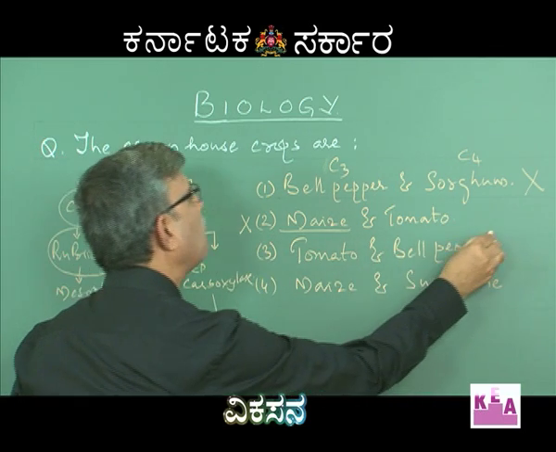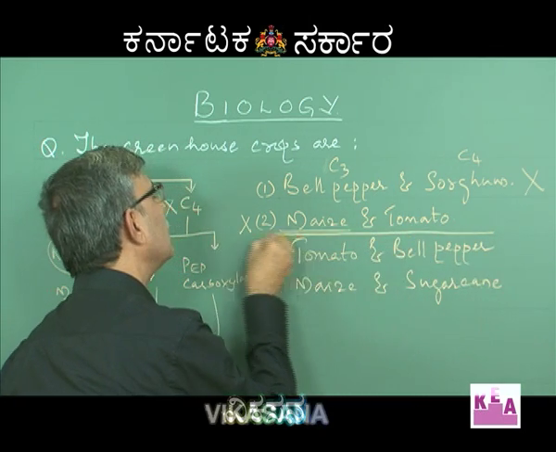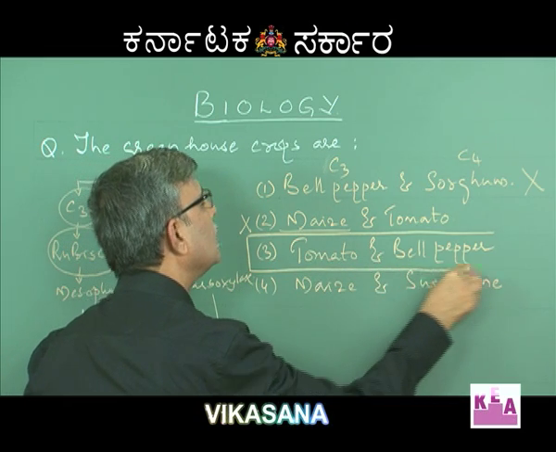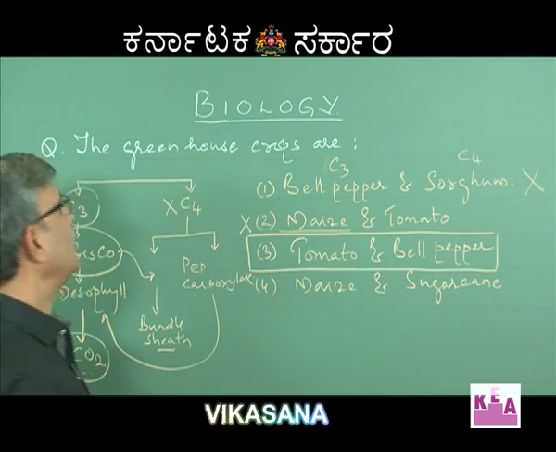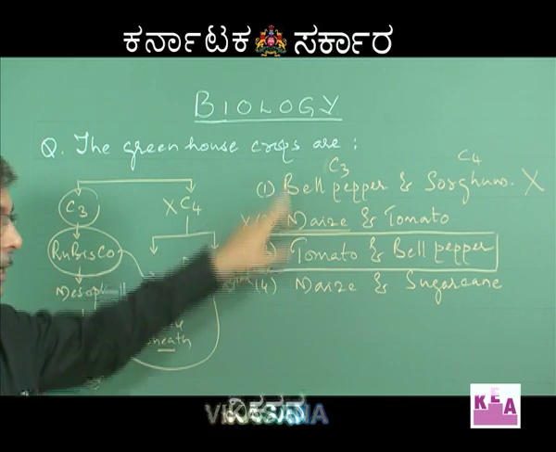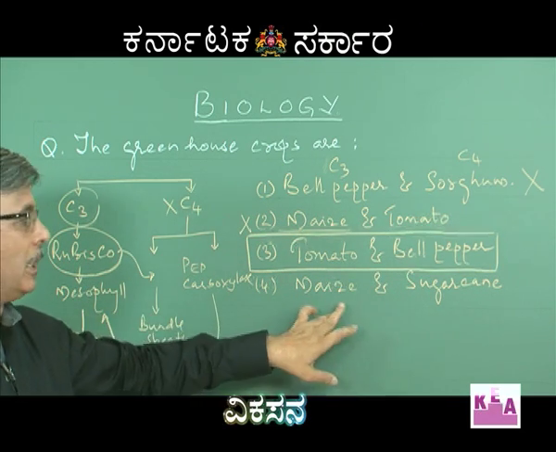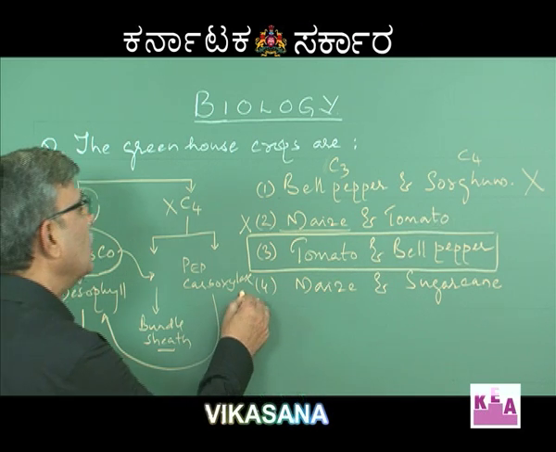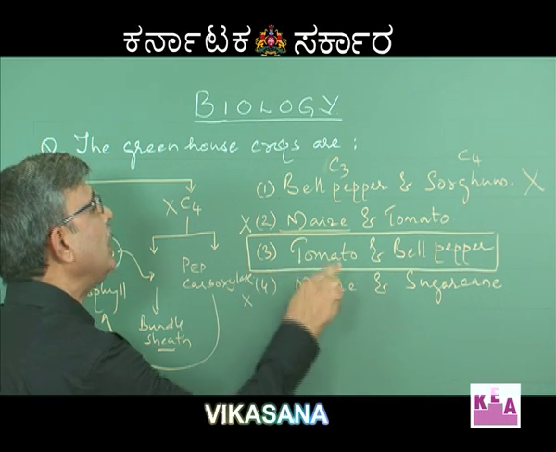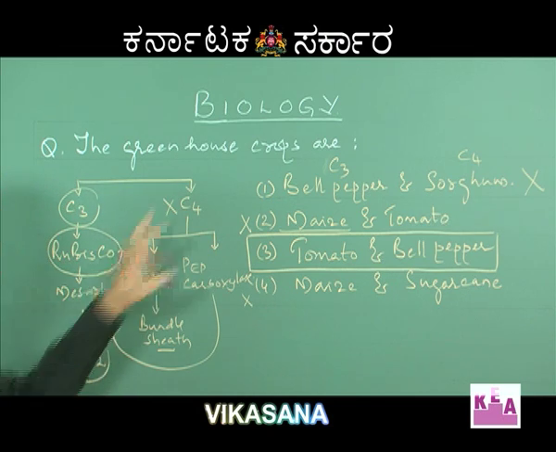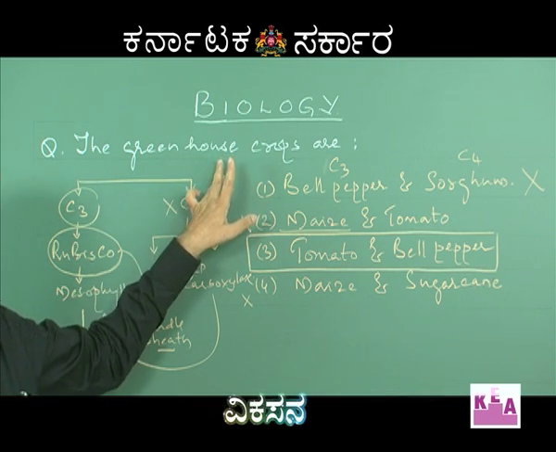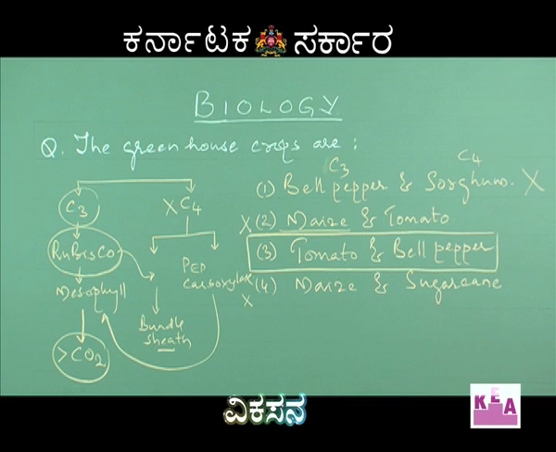Thereby, option 3 is the answer. They are the greenhouse crops. They are C3 plants. Maize and sorghum both are C4, and thereby that is not an answer. So, friends, remember option 3, that is tomato and bell pepper are greenhouse crops. Always remember it is C3 plants.